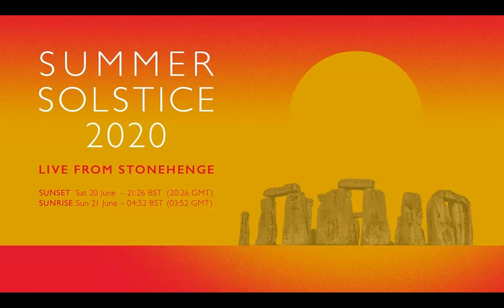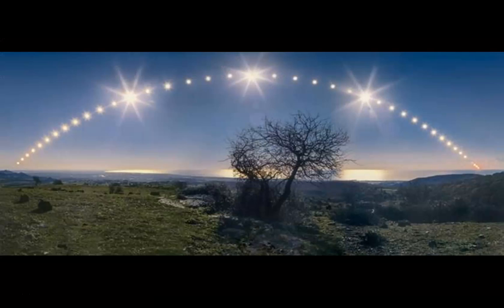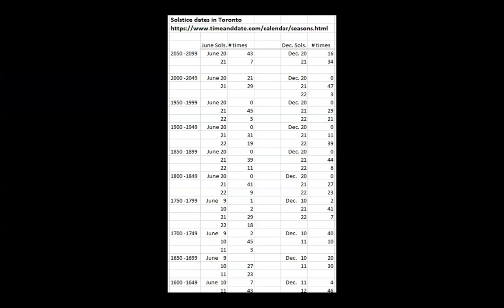We generally know that the summer solstice falls on June 21st or 22nd. The exact dates and times can be found at a site that I'll show you in a moment. I've collected this data and discovered something I didn't expect and which you may also find interesting. Here are the solstice dates in Toronto collected from this website, timeanddate.com, which also shows future dates to 2150.